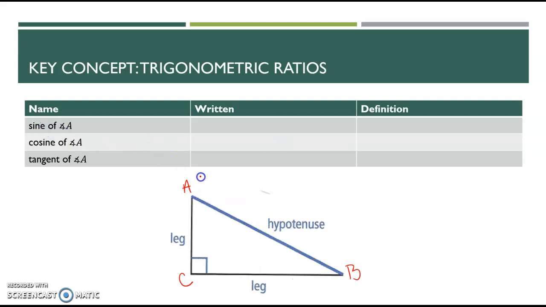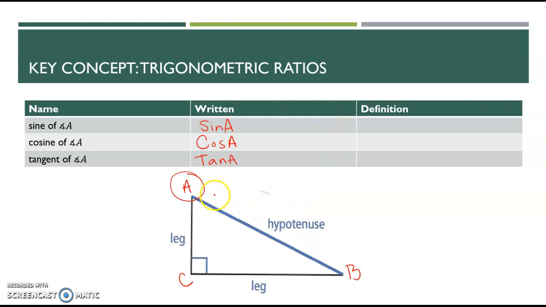So where we have sine of A, this is our focal point. We read it sine of A, but we write it sin, and then just the A next to it. We don't have to put the angle symbol or anything. Cosine is cos, and tangent is tan. And so that's how we write our functions for sine, cosine, and tangent.